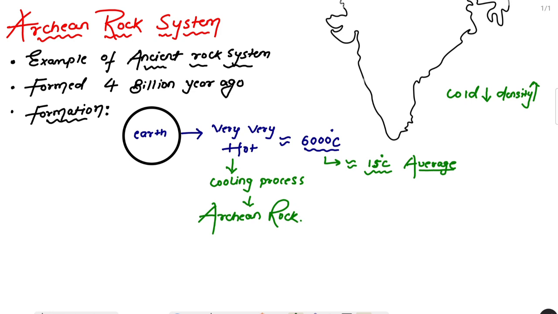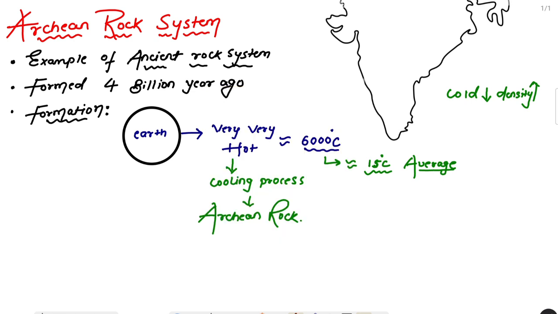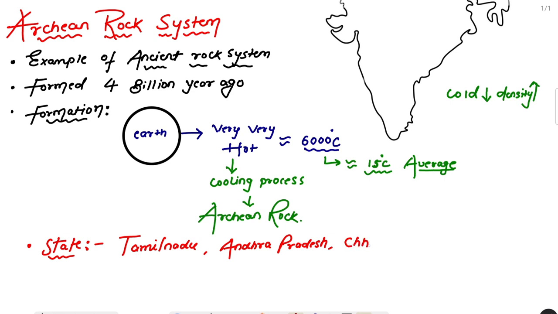Now the next question comes: if you want to see the Archean rock system, where will you go? You must go somewhere. So this is about the states: in which states is this Archean rock system found majorly, in major amounts? The first one we have is Tamil Nadu, in the south. Most of this Archean rock system is found in the south region. Tamil Nadu we have, Andhra Pradesh we have, Chhattisgarh we have. If you want more, there is Madhya Pradesh also.